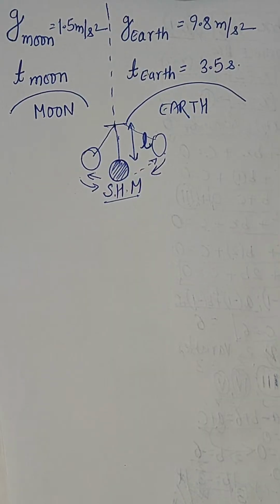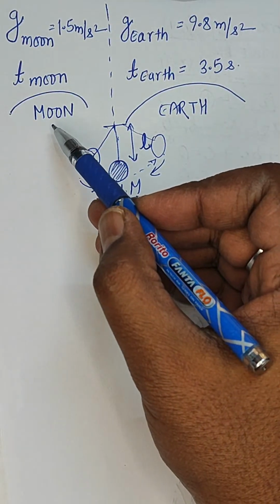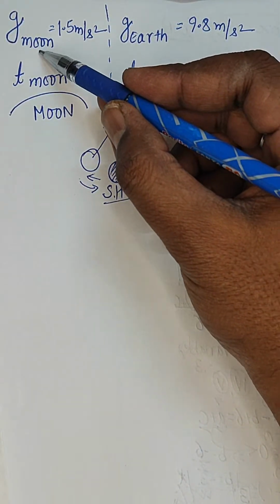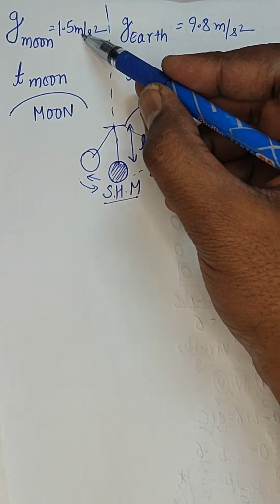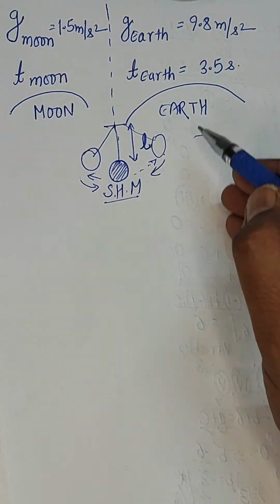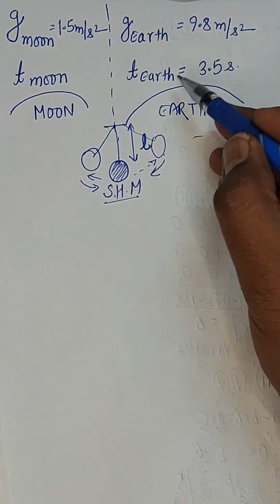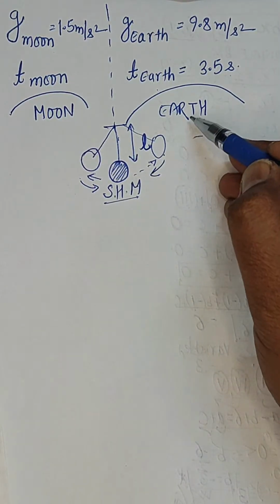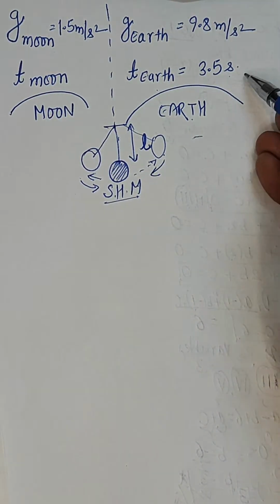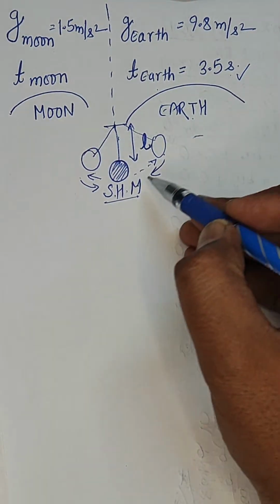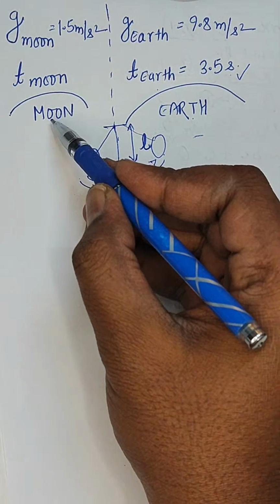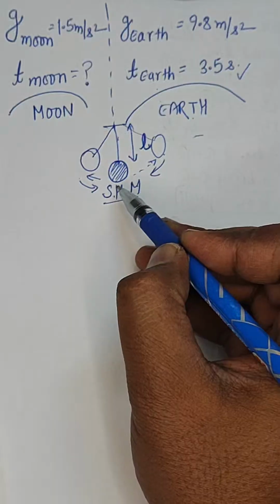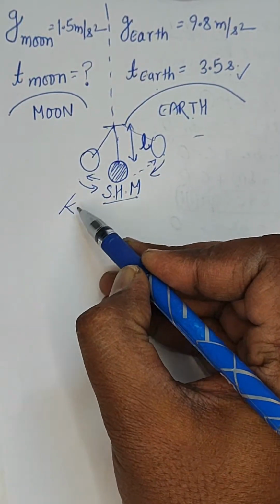Just for a quick review, the two surfaces given to us are moon and earth. The data given is that the acceleration due to gravity of moon is 1.5 meter per second square, while that of earth is 9.8, and the time period on earth is 3.5 seconds. For the same pendulum executing SHM on the surface of earth, the time period is 3.5 seconds, while when executing SHM on moon, what is the time period of those oscillations?